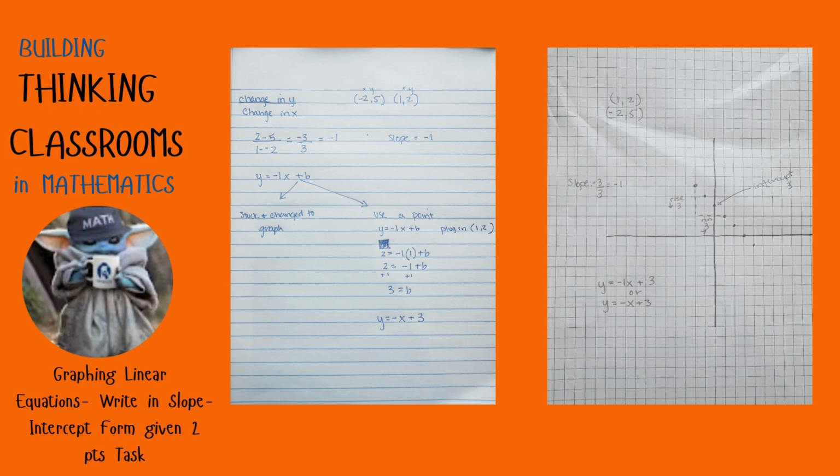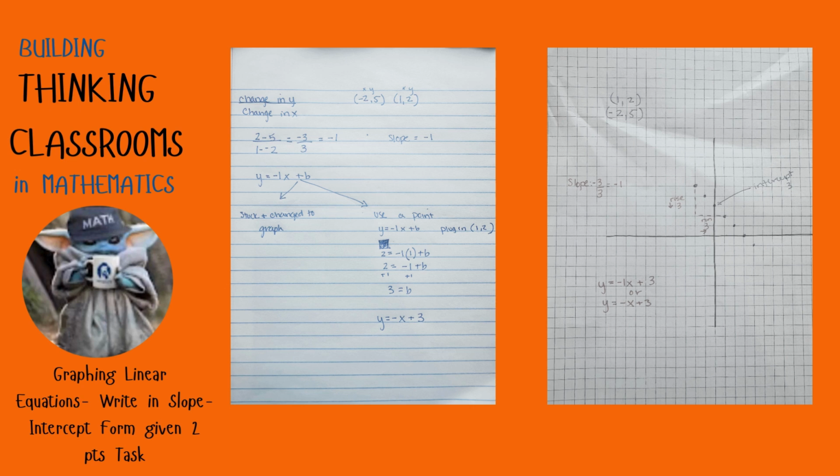Some groups were able to keep going with that method. They put the slope into the slope-intercept form, and then they plugged in one of the points to help find the y-intercept. On the right, you're going to see the graphing method. Most of our groups put the 2 points on the graph and then found their rise over their run and plotted additional points to see where that line intersected the y-axis to find the y-intercept.